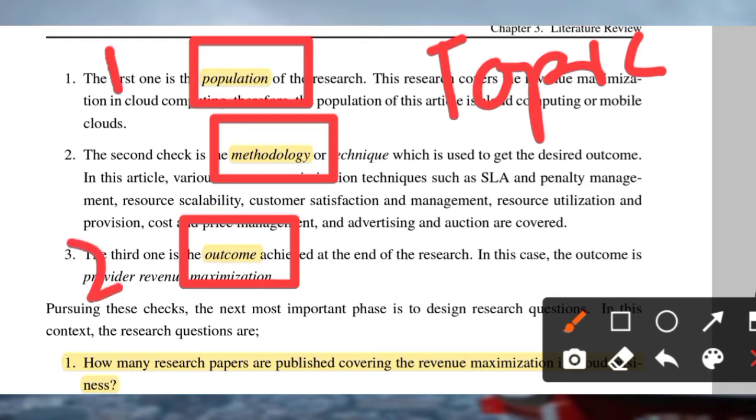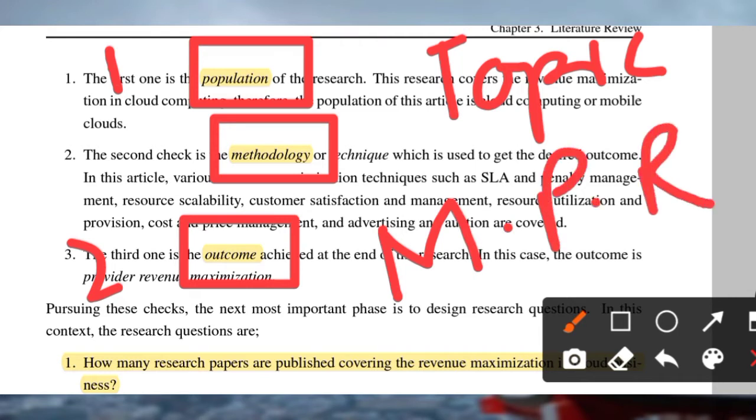And the second thing is the outcome. Outcome means what you are going to achieve, what will be your final result. For example, in this dissertation, I want to maximize the provider revenue.